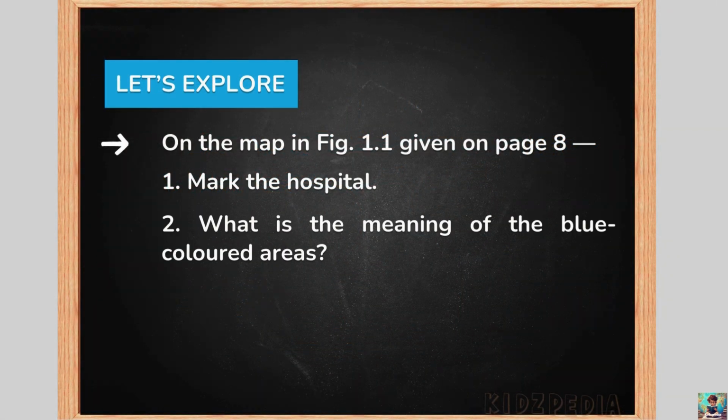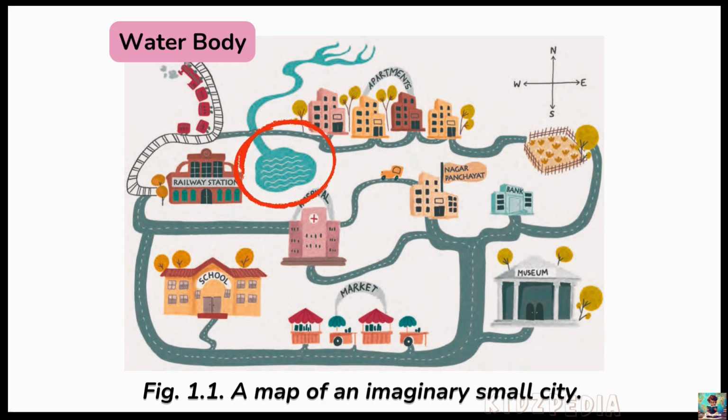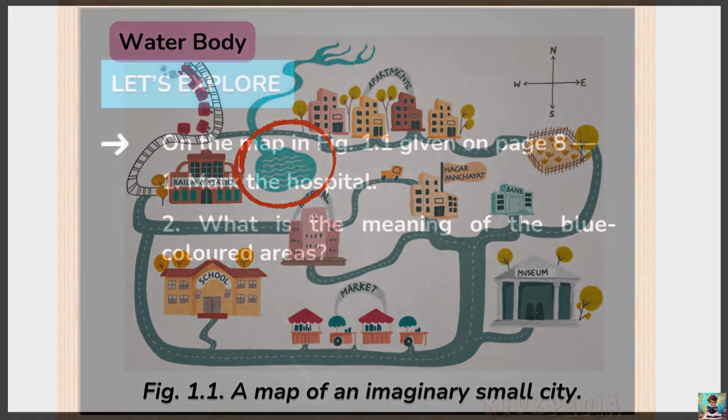What is the meaning of the blue colored areas? Here we see some blue colored areas, right? What do you think it is? Yes, it is water bodies. On most maps, blue color usually stands for water, like rivers, lakes, ponds, or tanks. So, if you see blue colors in a map, they probably represent a water body.